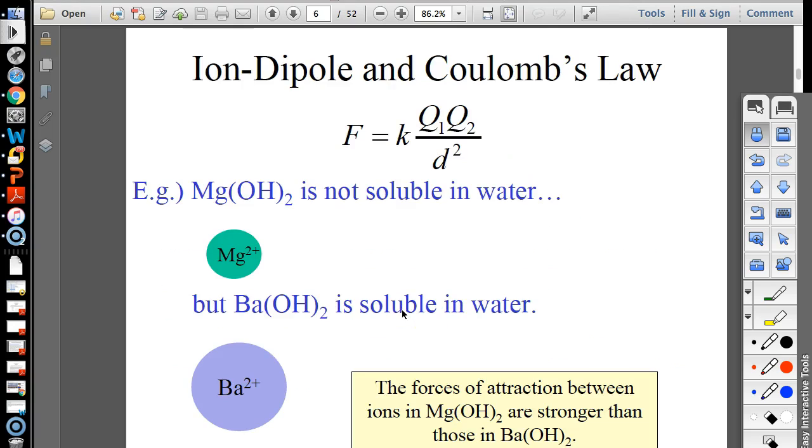There we go. So, anyway, magnesium hydroxide is not soluble, but barium hydroxide is, because the force of attraction in magnesium hydroxide, the lattice energy, is larger than that of barium hydroxide. And for barium hydroxide, the lattice energy is smaller than the ion dipole attraction between it and water. This is the first kind of intermolecular force. We're on the first kind. You good?